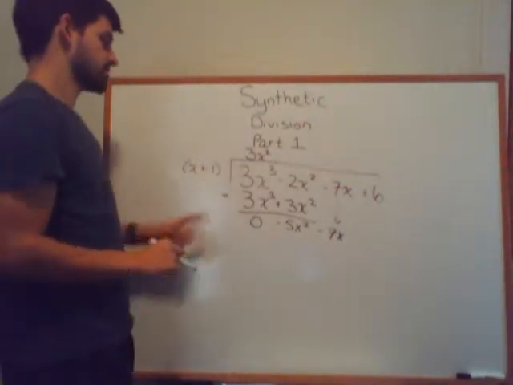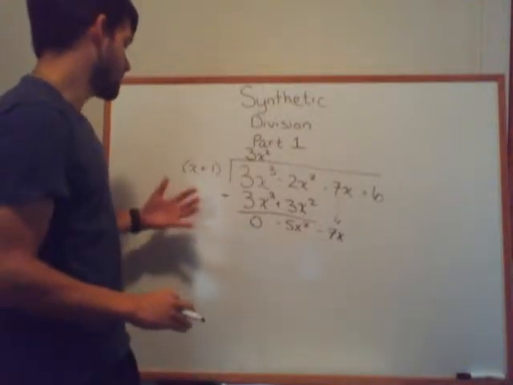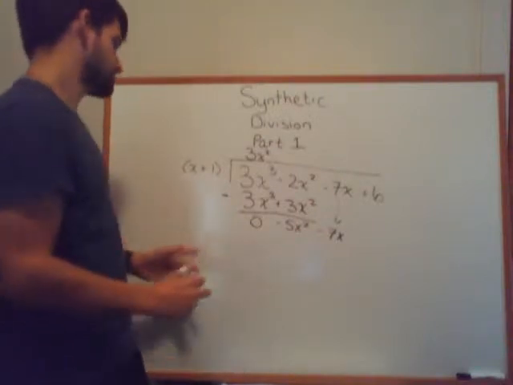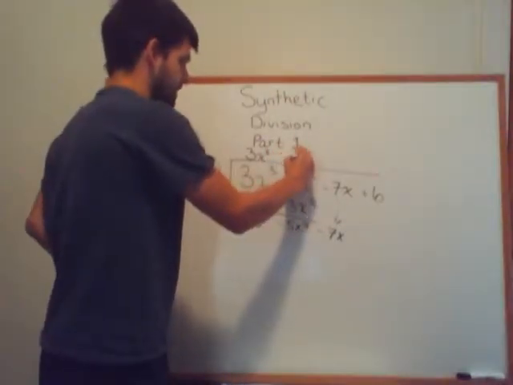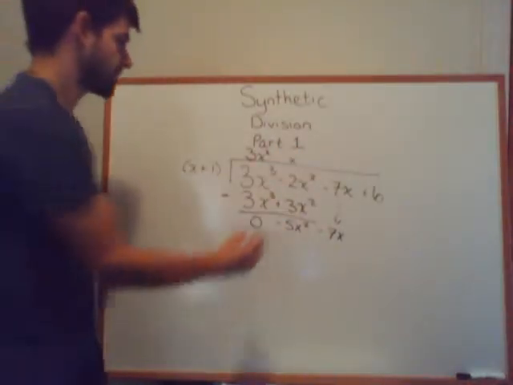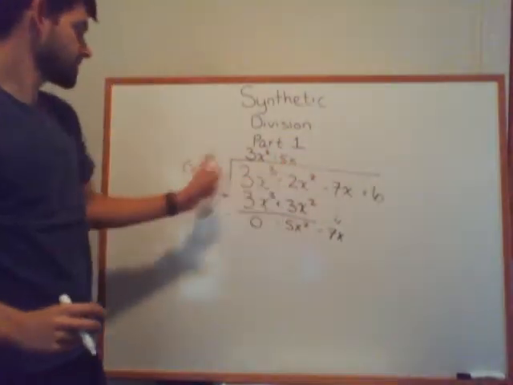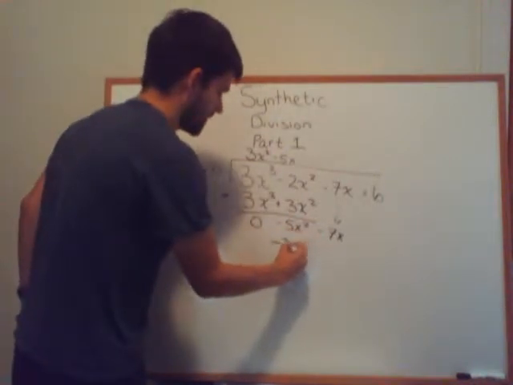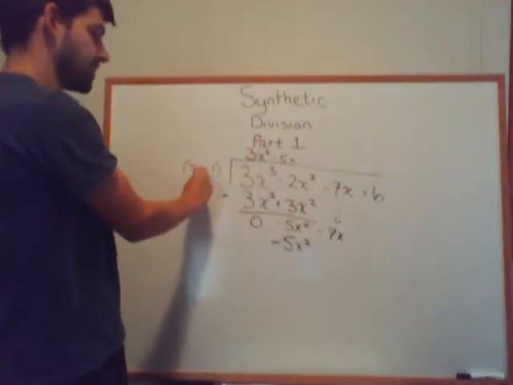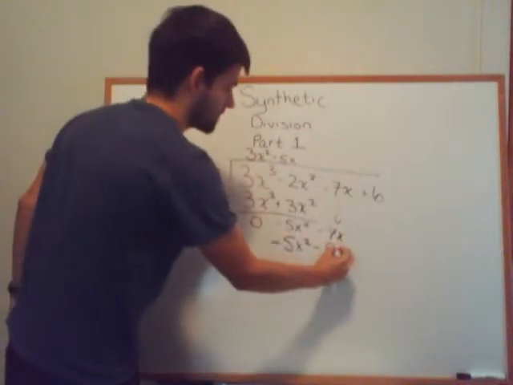So how many times does x go into negative 5x squared? Well, what times x gives x squared? X. So x times x is x squared. Then again, just follow the coefficient on the variable. So negative 5. So negative 5x times x is negative 5x squared. Negative 5x times positive 1 is negative 5x.